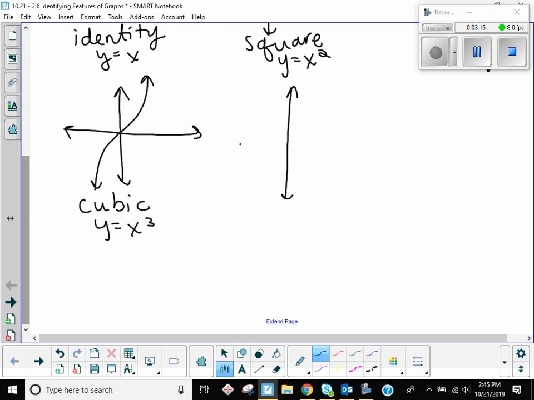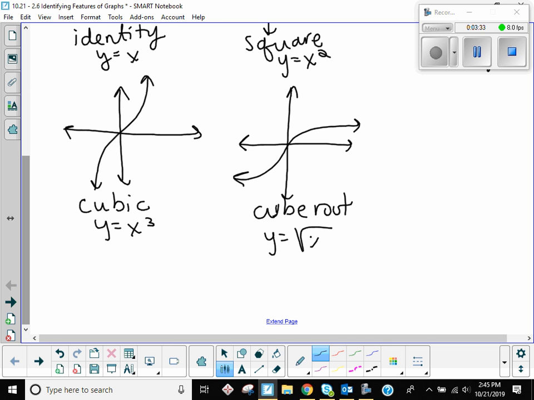And when you take the inverse of a graph, it gets reflected over y equals x. That means this graph rotates sort of like 90 degrees-ish, kind of. Looks like this. And that's cube root. And the reason why it has y values that are negative is because you can take the cube root of a negative, right? The square root had no y values that were negative because you can't square root a negative, but cube root can.